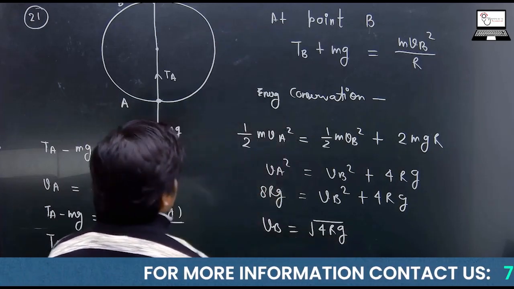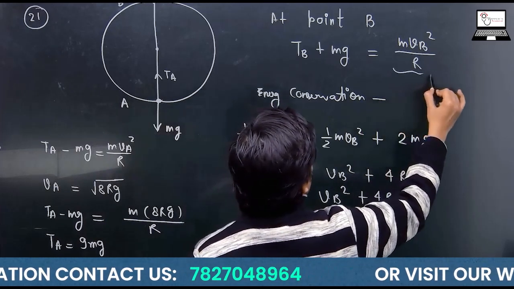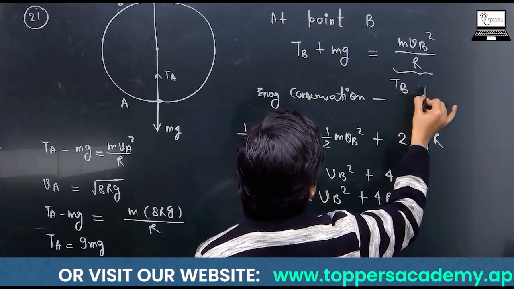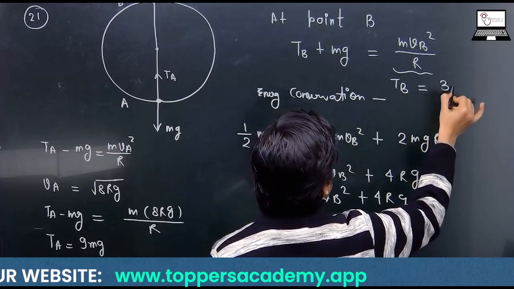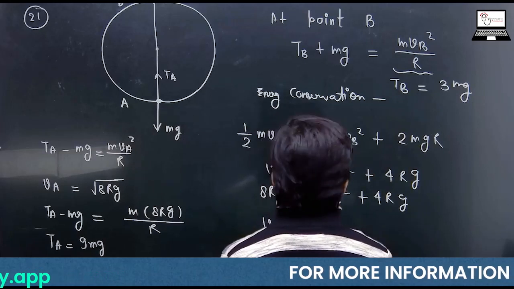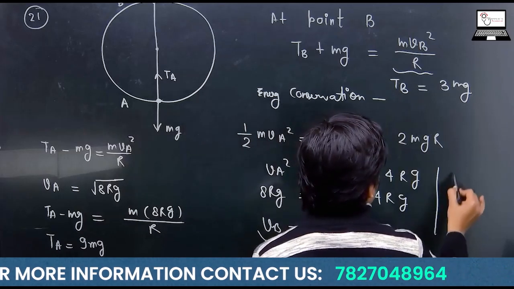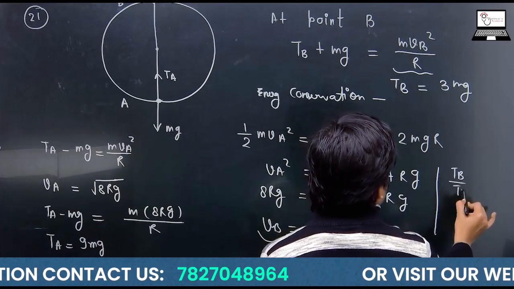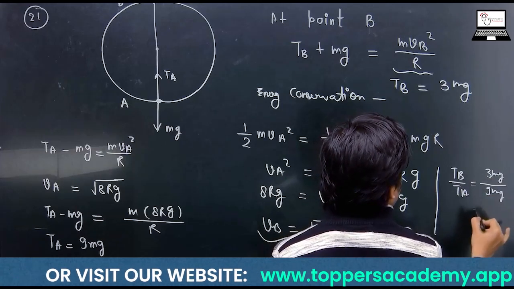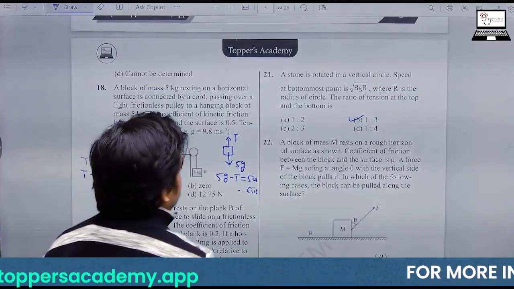Now you use this value in this, and you will get TB is equal to 3 mg. So you can find the ratio of tension, TB by TA, that will be equal to 3 mg divided by 9 mg, that will be equal to 1:3. So this B is the answer.